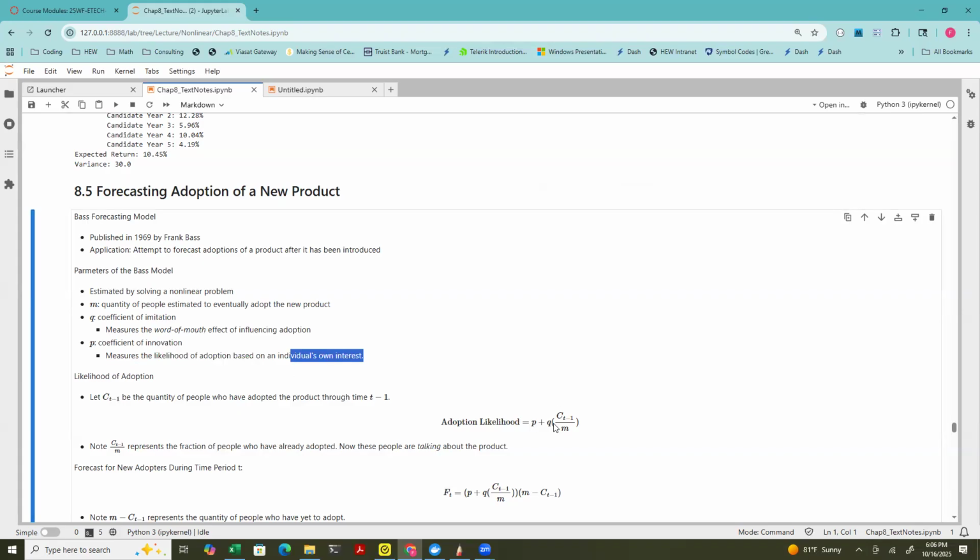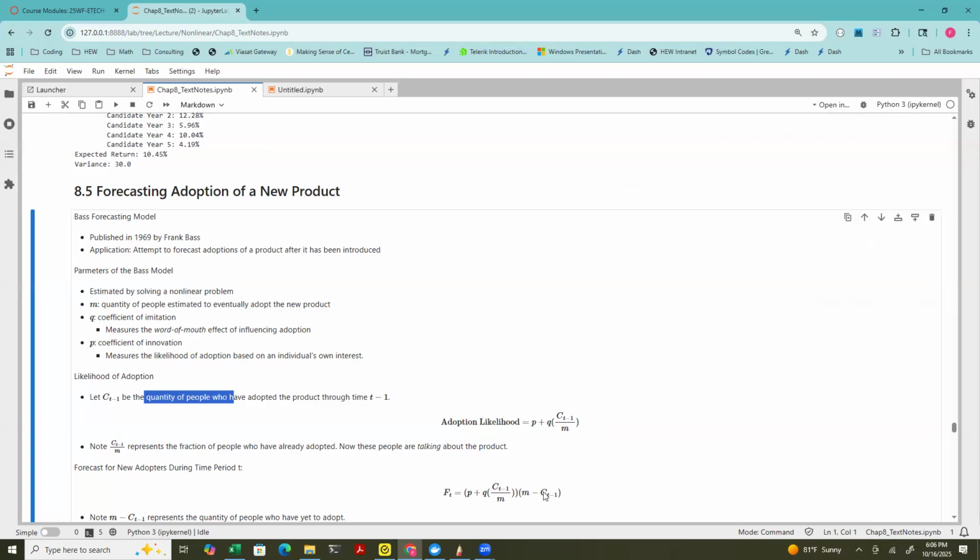But then we have Q, which is this imitation, and the Q is multiplied by something. And what is this something? Well, C sub T minus 1 is this quantity of people who have adopted the product through time T minus 1. And notice it's divided by M. So if you look at that ratio here, basically you're talking about the fraction of people that will ever have adopted your product. This is an estimate there. And so it kind of makes sense that this has to do with the number of people that have the product, that are out talking about the product, and we're multiplying it by this coefficient of imitation there.